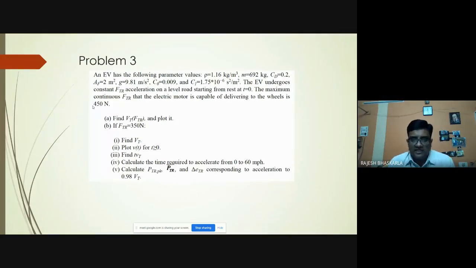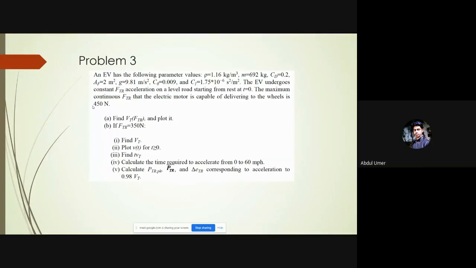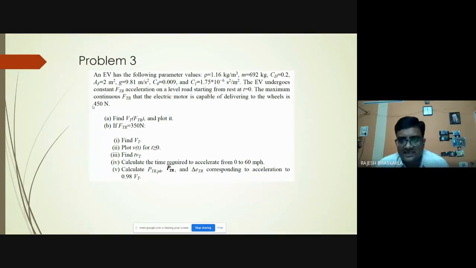What do you mean by maximum tractive effort? It is used for how much energy is required for pulling the electric vehicle. No, that is correct. Whatever you said is correct. But what are the components of the maximum tractive effort?